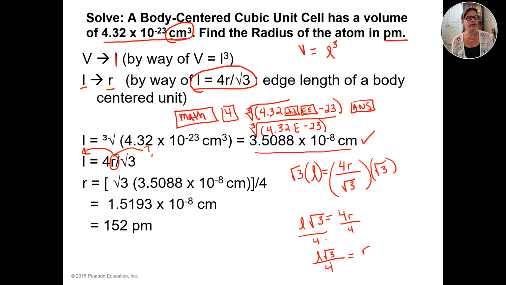Now, when you type this part into your calculator, use parentheses, okay? Parentheses are your friends. Your calculator orders strictly by order of operation. So if you're not using parentheses, you don't want to tell your calculator the length times root 3 over 4 or something like that. You want the length times root 3, whole thing divided by 4. So once you plug all that in, this is going to be your answer, and you're going to have to convert centimeters to picometers using the metric system.